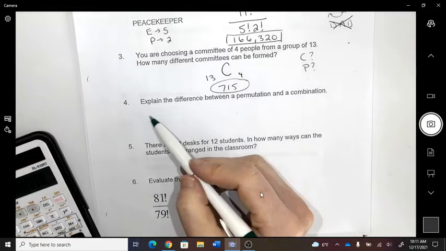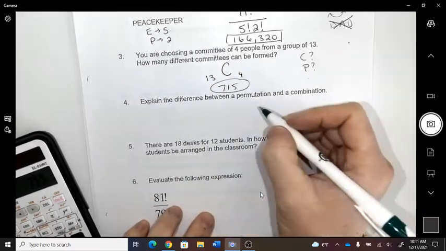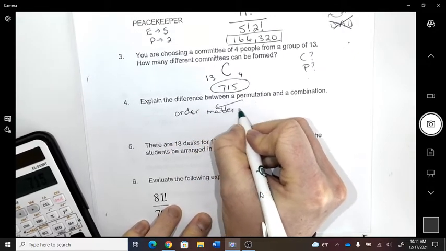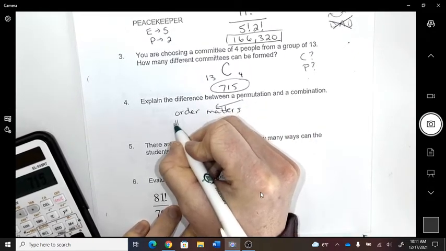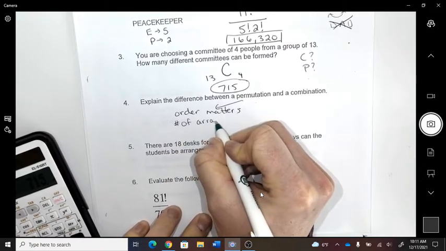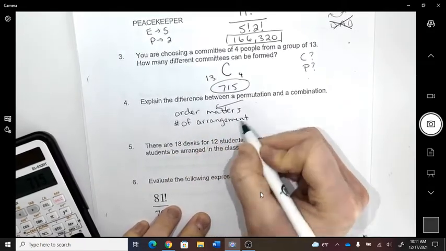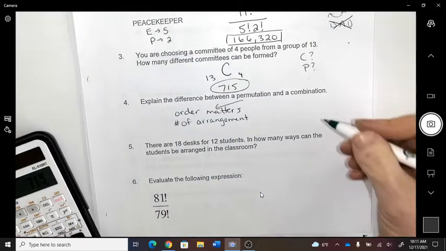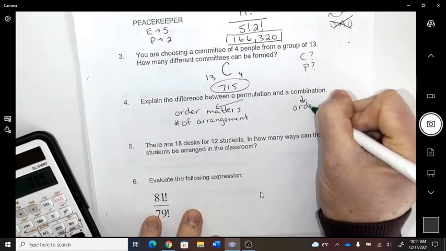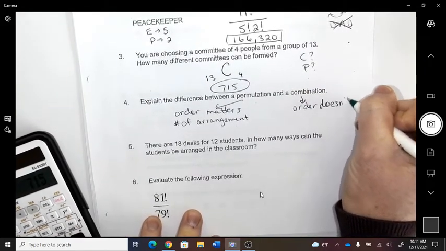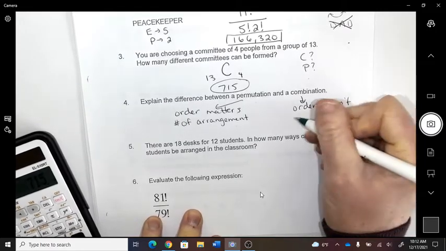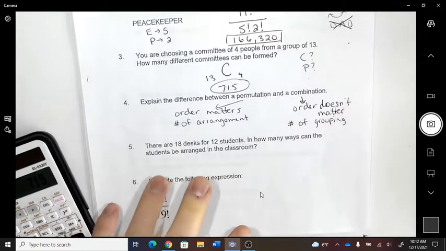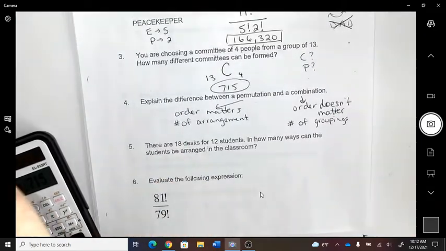Okay. Explain the difference between a permutation and a combination. Well, a permutation, your order matters. Like arrangements. So the objects can get arranged differently. So how many different arrangements? Combination, the order doesn't matter. I'm more worried about the number of groupings. What are the groupings I could have, not the arrangements of the objects in the group?